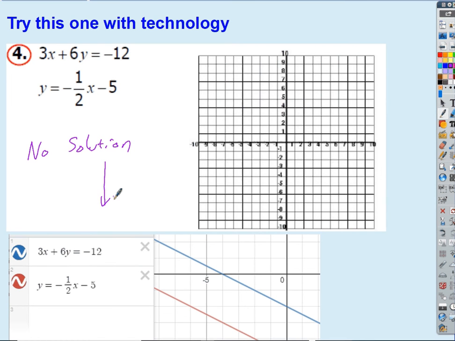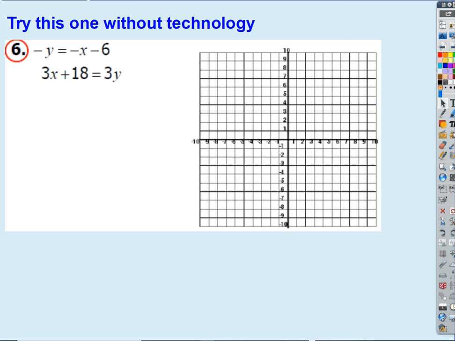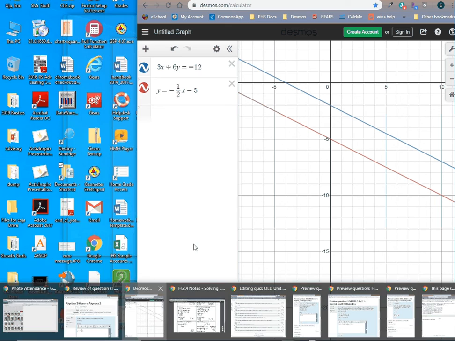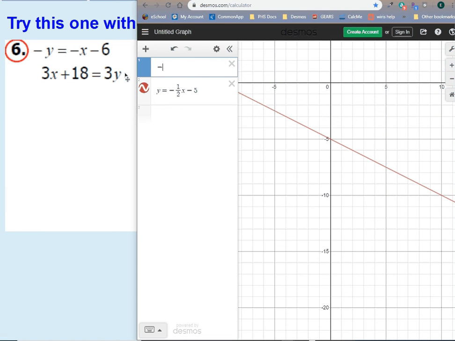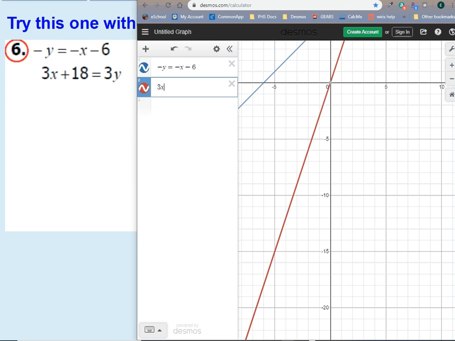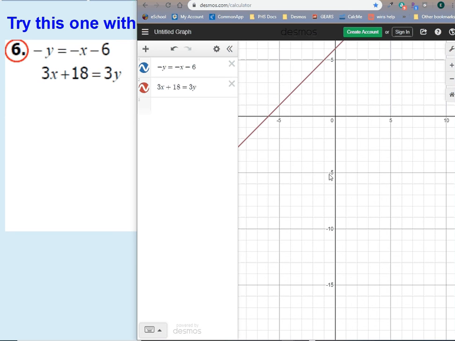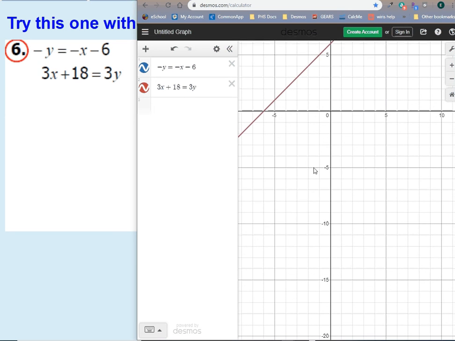Yeah, one more. Try this one. Okay, what'd you get there? Infinite. Now, how do you know? How do you know that they're on the same spot?